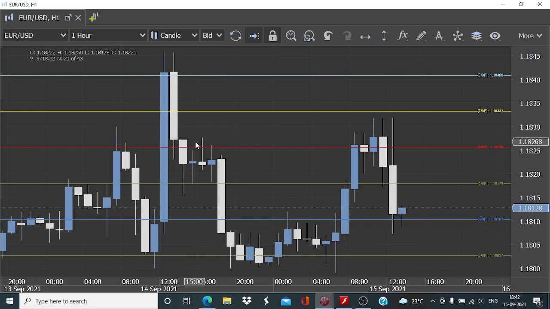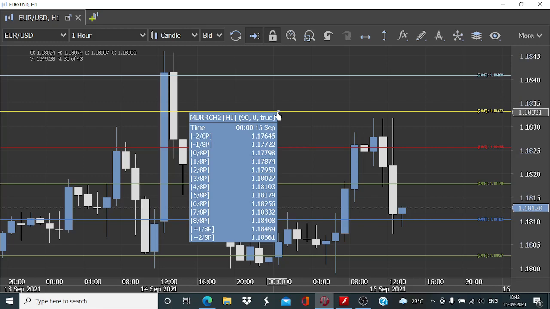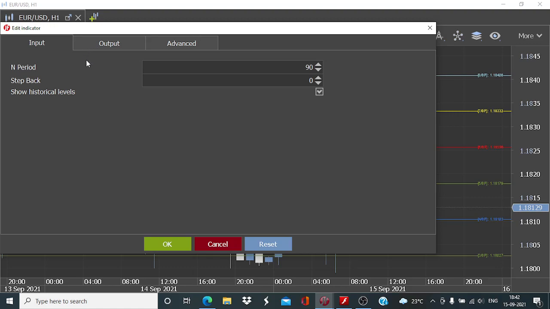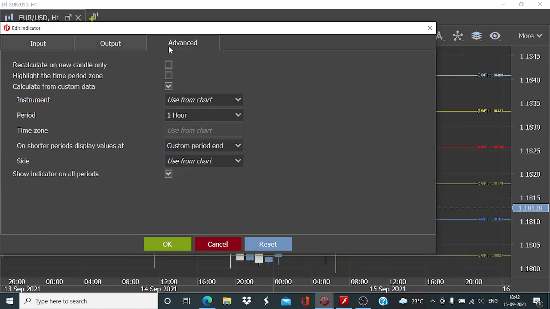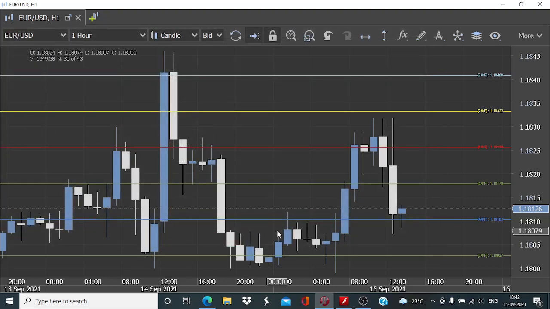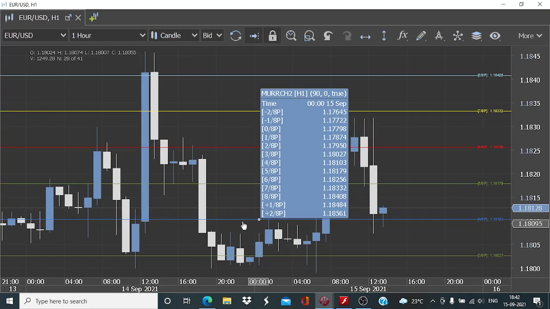This is the hourly chart, and I have plotted the Murrey channel indicator with the default setup of 90, and the candle period is hourly. If you want to edit its property, you have to choose these options. The period on which this is being calculated is 90, with each candle being of hourly time frame. You can change the candle period from this option. Okay, so we let it remain. We work with the default setup.